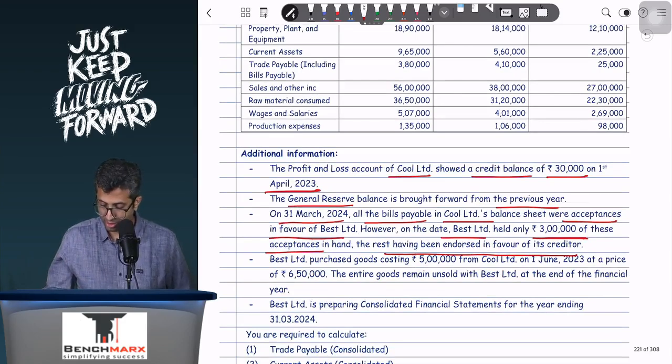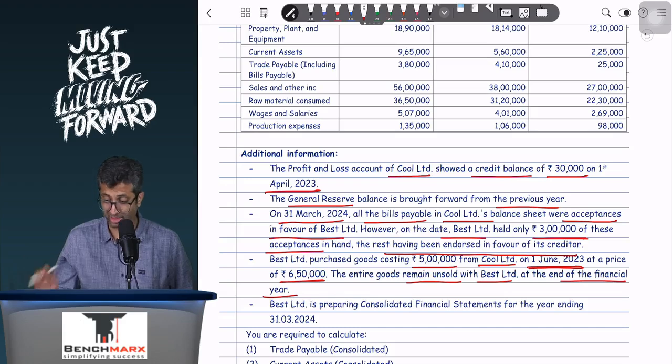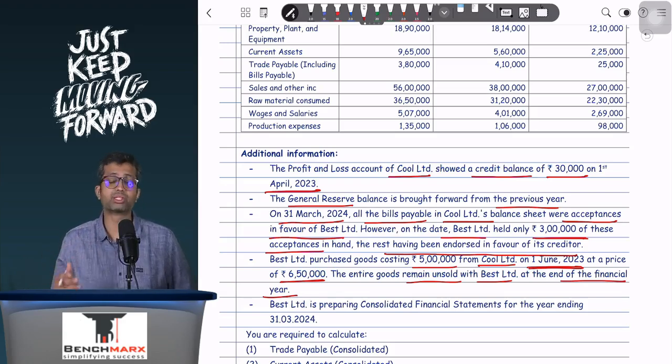Best purchased goods costing 5 lakhs from Cool on 1st June 2023 at a price of 6 lakh 50. The entire goods remain unsold with Best at the end of the financial year. Best had purchased goods from Cool, so this is an upstream transaction on 1st June 23. That is before the date of acquisition, and hence this will be unrealized upstream profit to be adjusted from pre-acquisition profits.